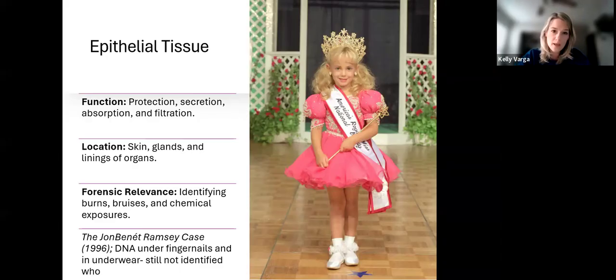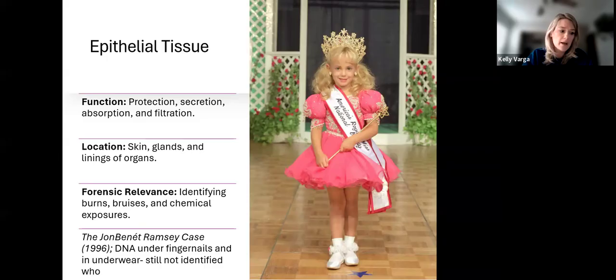We can utilize epithelial tissue not only to pull and analyze DNA, but we can identify things like markings on individuals. We all have unique characteristics, whether that be burns, specific types of bruises, or different chemicals one was exposed to.